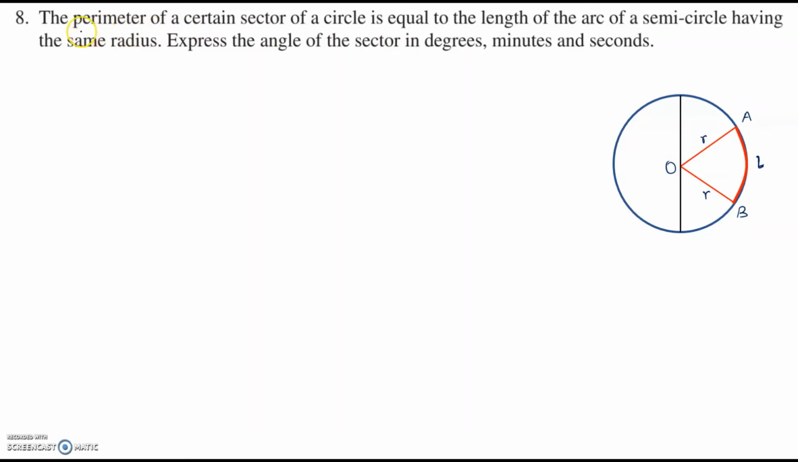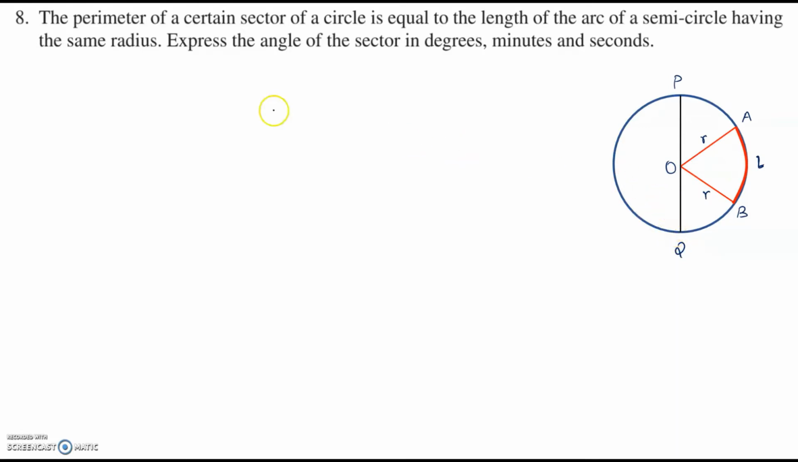So one, you're given the perimeter of a certain sector. So there is a sector, so I'm defining the sector AB, and the perimeter of this sector would be OA plus OB plus this arc length, which is AB, that's equal to L. This perimeter is equal to the arc length of this semicircle, which is, if we define this point as P and Q, then the arc length from P to Q is the arc length of the semicircle, and that will be equal to pi r.